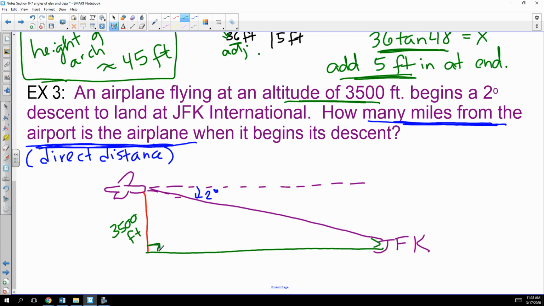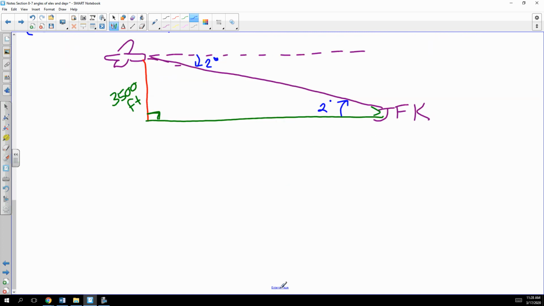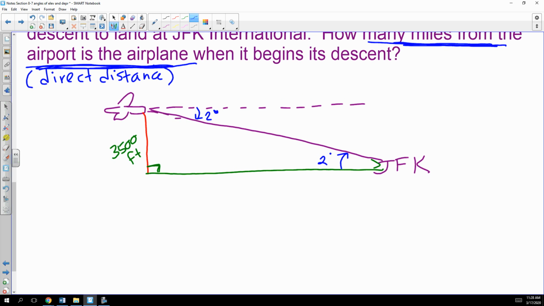And then what I'm going to do is use alternate interior angles to put the 2-degree angle over here. And now we're going to use trig to figure out, and remember that I asked you for the direct distance. So this is really what I want to know: what is the path, like how far is it that the plane is traveling to land at the airport. So again, don't forget to ask yourself, where are the sides in relation to the angle? If this is x, x is equal to the plane distance to the airport.